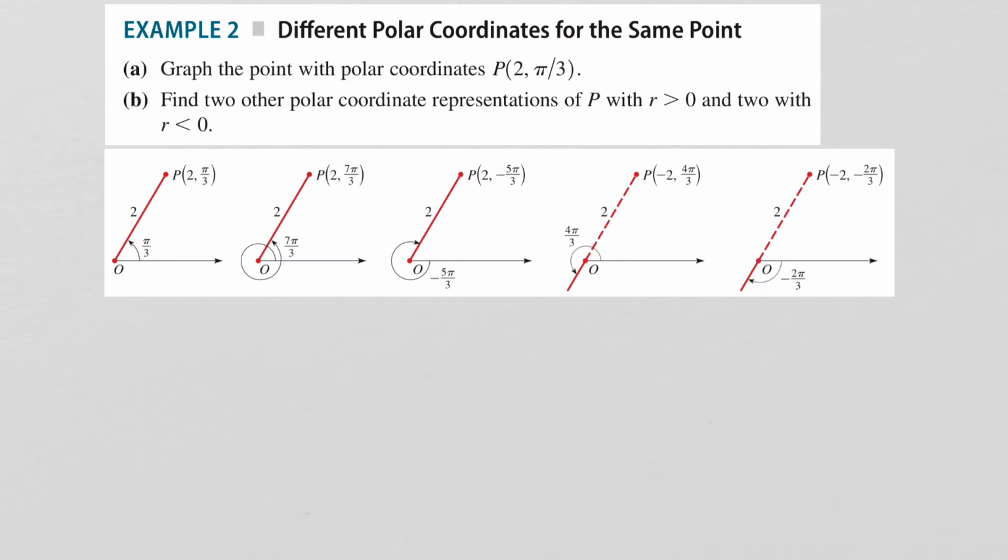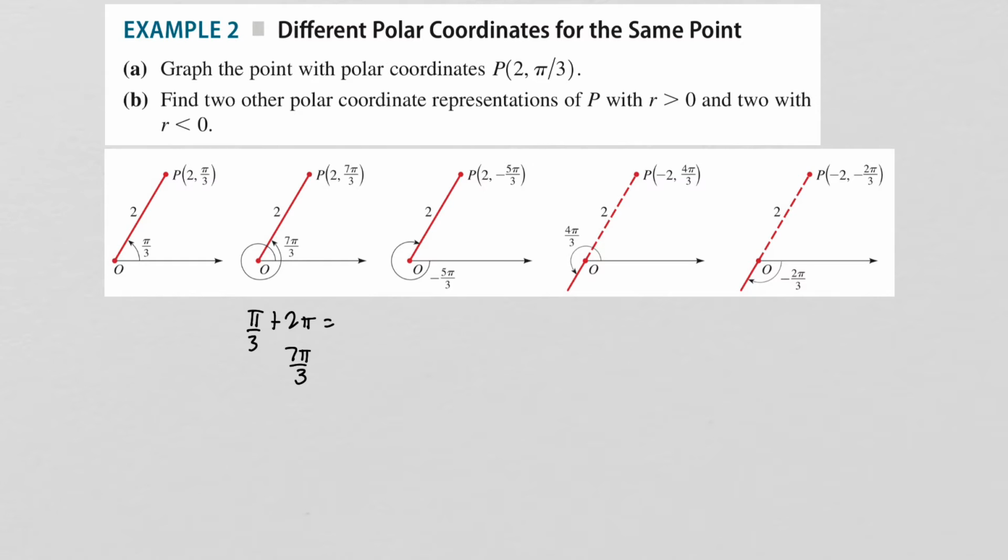So first of all, to graph the point 2, pi over 3, we're going to rotate an angle pi over 3 and then go out 2 units from the pole. So that's where this point would be located. Now, 7 pi over 3 would locate the same point, and the way we get 7 pi over 3 is simply take pi over 3 and add 2 pi to it. So pi over 3 plus 2 pi is 7 pi over 3.